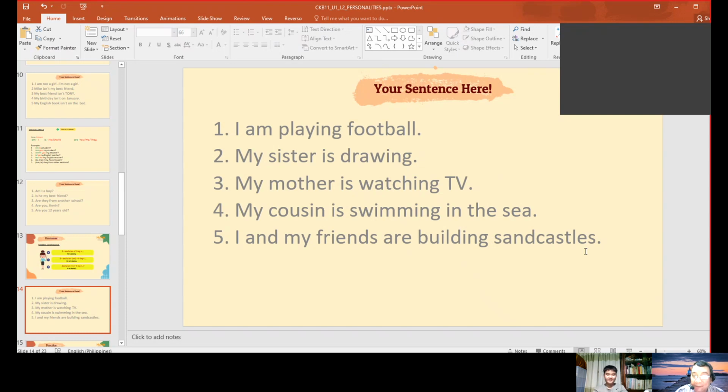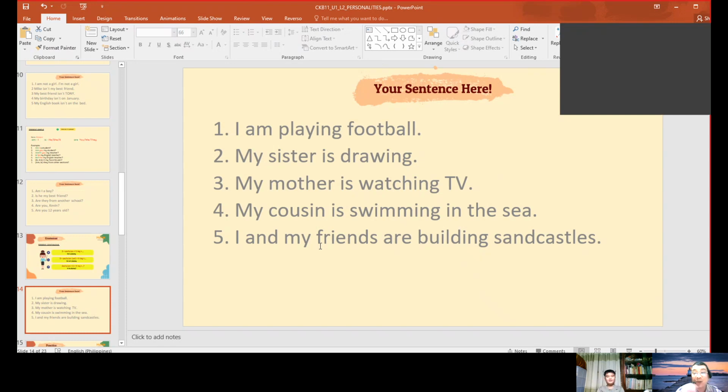Okay? Wait, I think we should put the my friends before the I. Okay. So this one. My friends and I, is that what you wanted to do? Yes, but I think it's better. But this one is also correct. Yes. This one is also correct. Okay, this one is correct now.